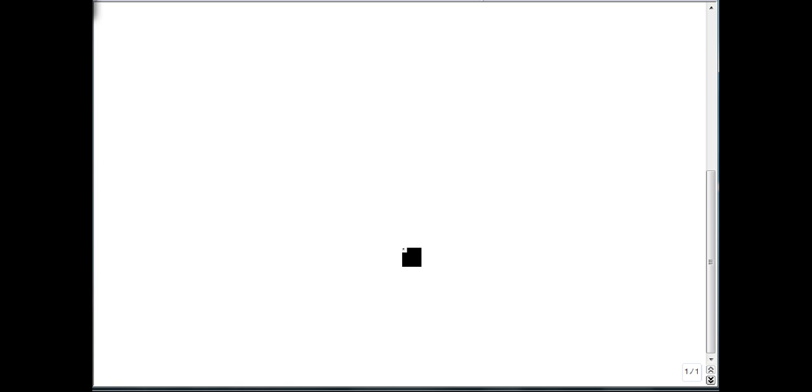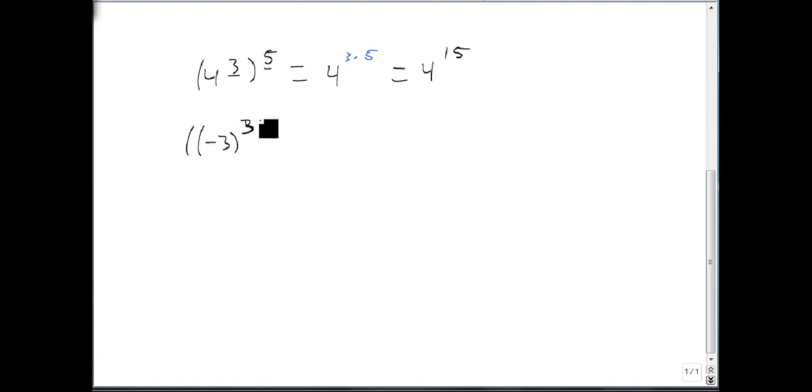So let's look at a couple of examples. Suppose we have 4 cubed to the 5th. Well, I have a power to a power, so I get 4 to the 3 times 5, which is 4 to the 15th. Likewise, if I have negative 3 cubed squared, I'll get negative 3 to the 3 times 2, which is negative 3 to the 6th.